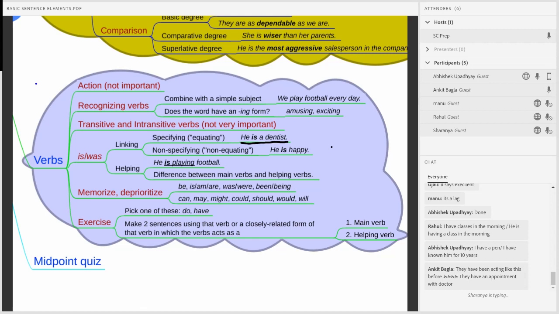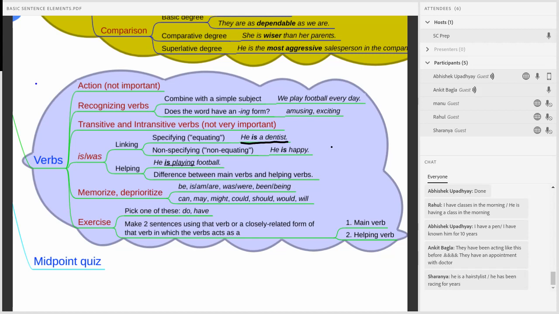Hello. Yeah, first sentence, they have been acting like this before. So have been acting acts as a helping verb. Just one second. Sorry, Abhishek, echo. We're getting echo.